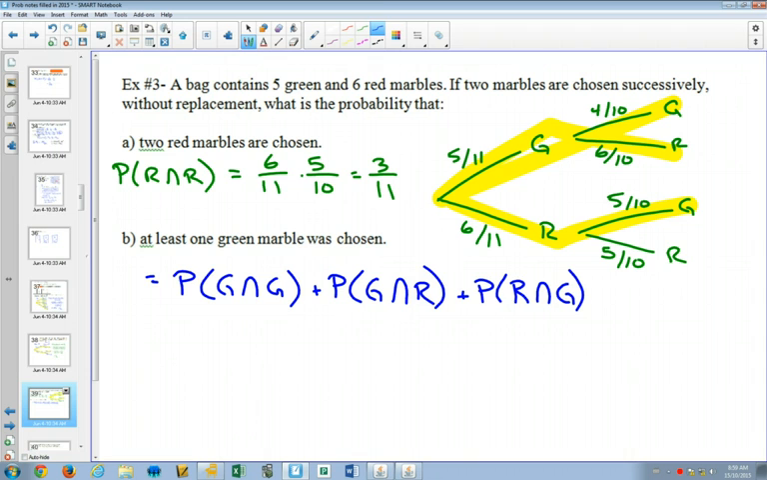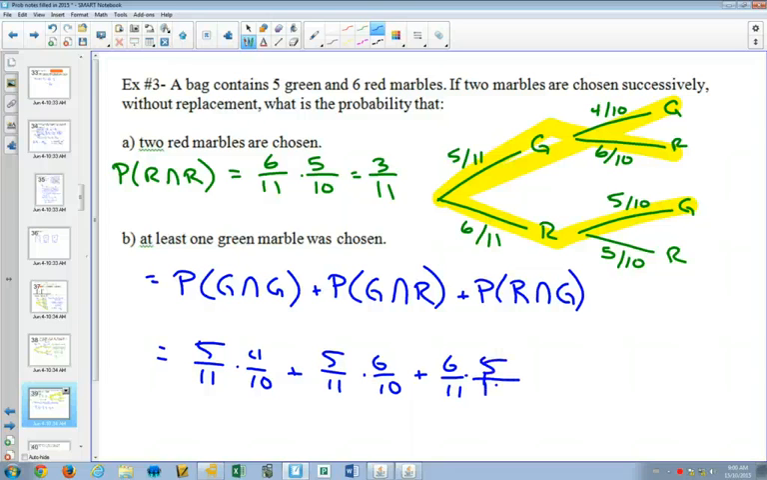So putting that together, green and green would be 5 out of 11 times 4 out of 10, plus green and then red would be 5 out of 11 times 6 out of 10, plus red and then green would be 6 out of 11 times 5 out of 10. And we're getting a 20 plus 30 plus 30, 60, 80 out of 110, or 8 out of 11.